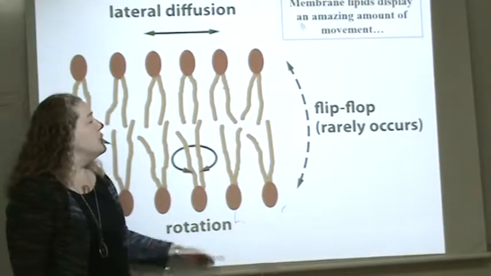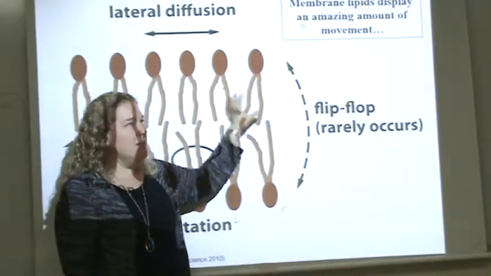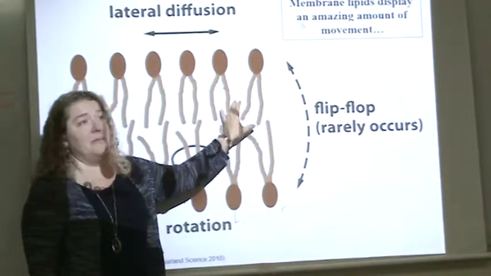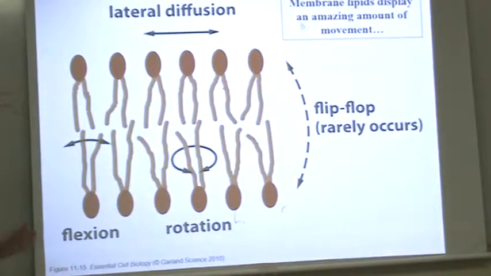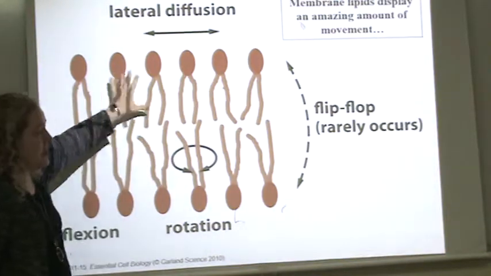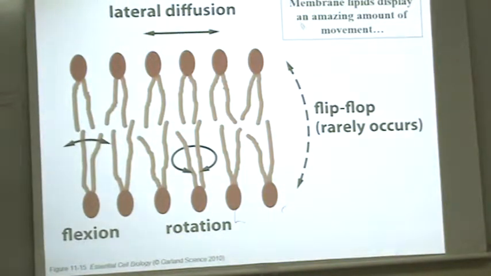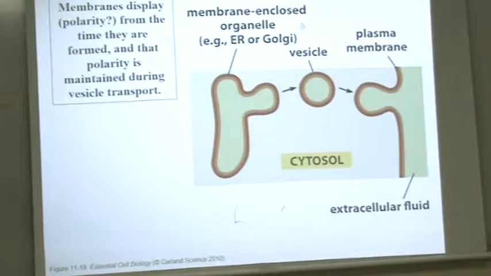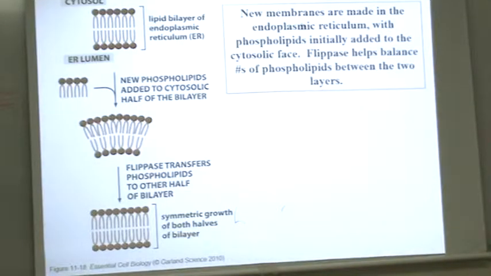So once a membrane is made, they hardly ever flip-flop. Once a bilayer is made and in place, there is not usually flip-flop unless you have flippase to move lipids from one side to the other. So where is flippase? Where do you find it in the cell?